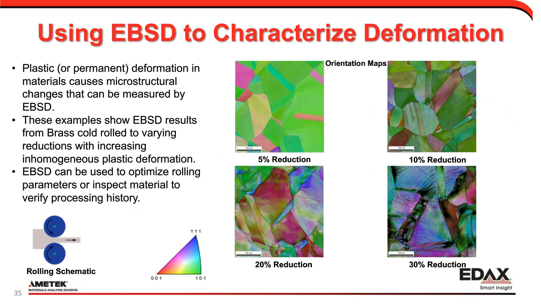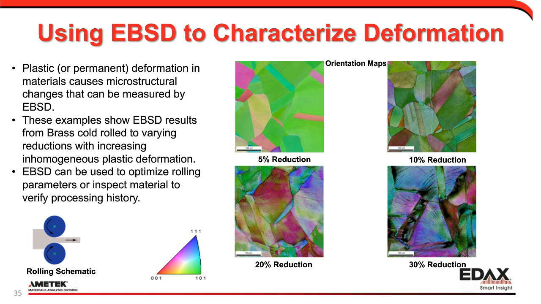So all these different outputs are important because we can start to think about how different ways of processing a material can change the microstructure and how we can measure it. So this is just an example of using EBSD to characterize deformation. In this case, we're going to talk about plastic or permanent deformation, where whatever load we apply is going to cause a permanent change in the microstructure. These changes correspond to misorientations, which we can measure.